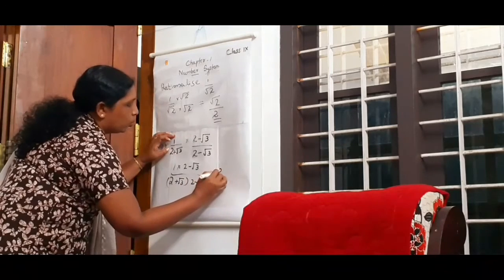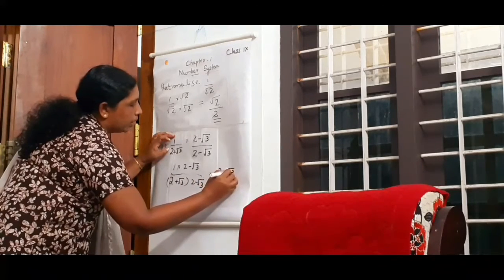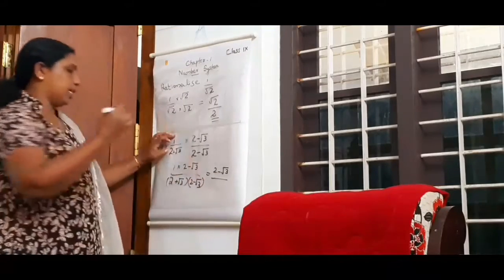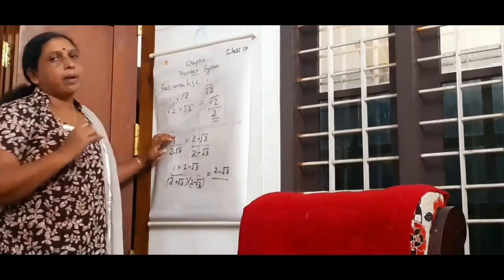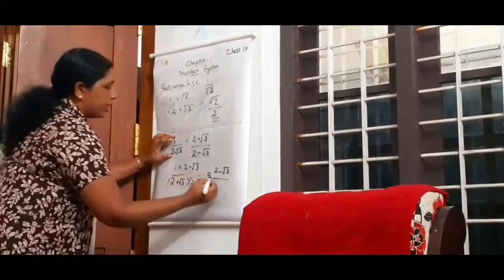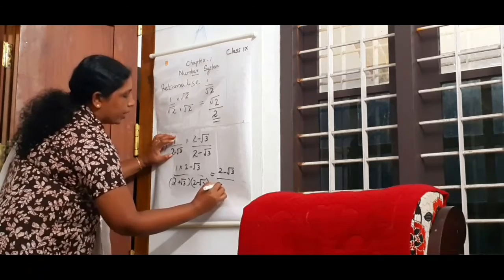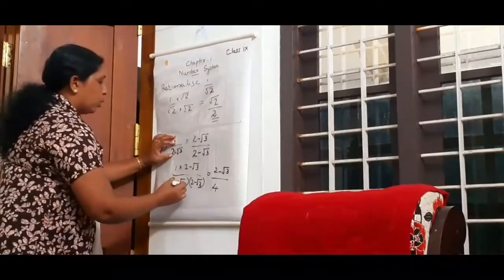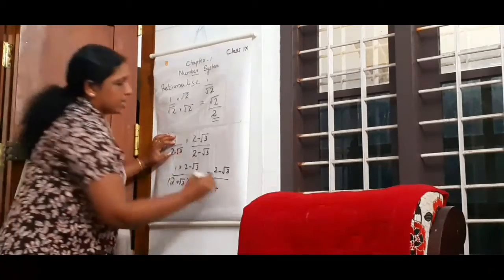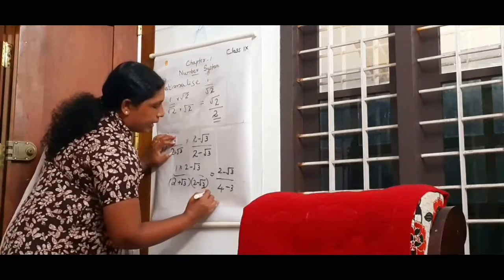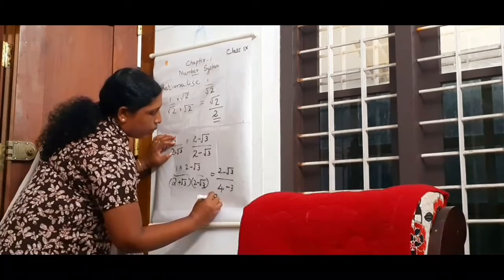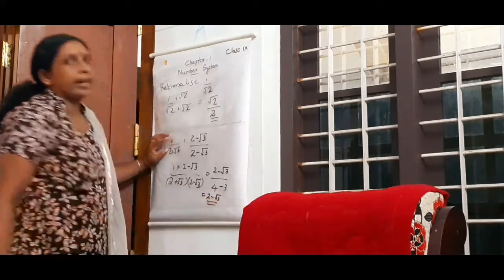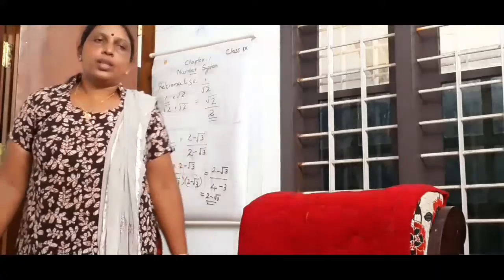That is 2 minus root 3 by, that is a plus b into a minus b, that is a squared minus b squared. Here a is equal to 2. So a squared, that is 2 squared, is 4. Root 3 squared is 3. 4 minus 3 is 1. So 2 minus root 3. That is the answer. Okay.